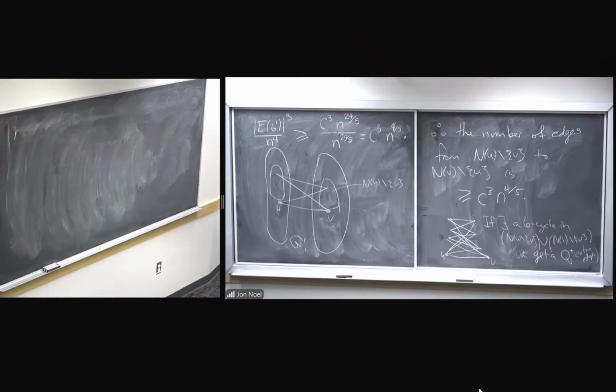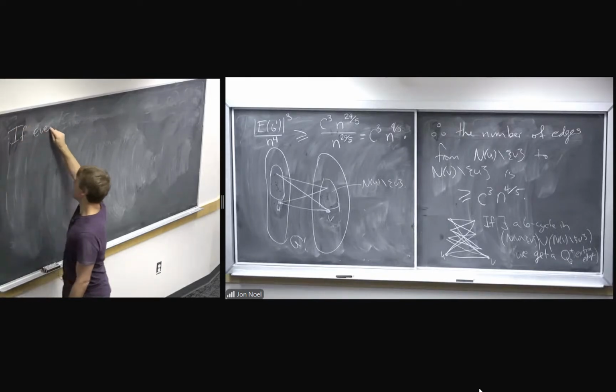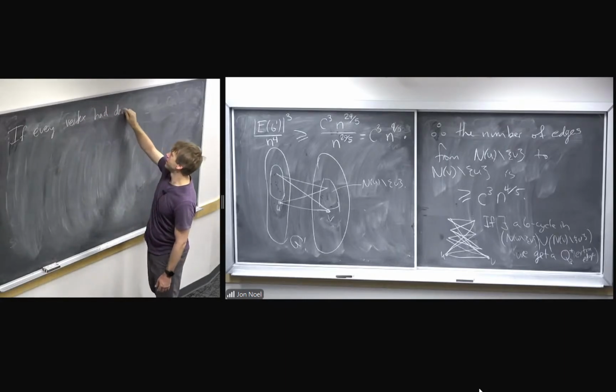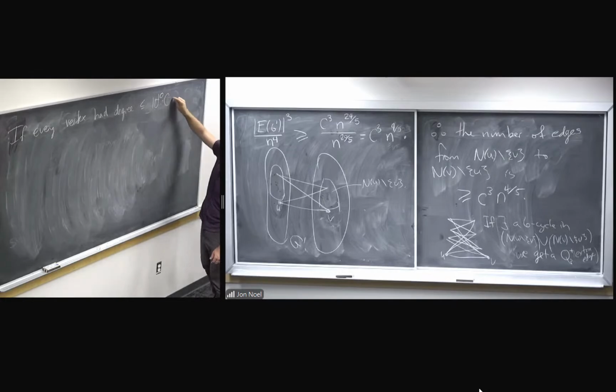So if, for example, this is a graph where the number of edges is like n to the 8 over 5. So the average degree is like n to the 3 over 5, because there are n vertices. So let's say every vertex had degree at most 10 to the 10 times c times n to the 3 over 5. This is just kind of an arbitrary number here.